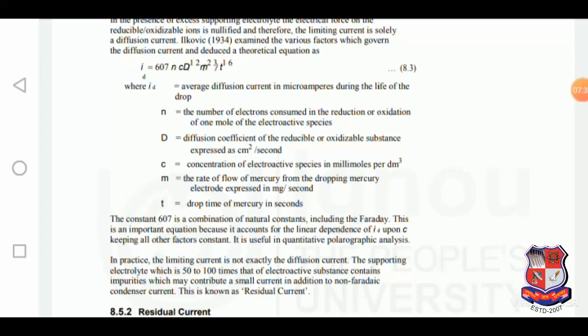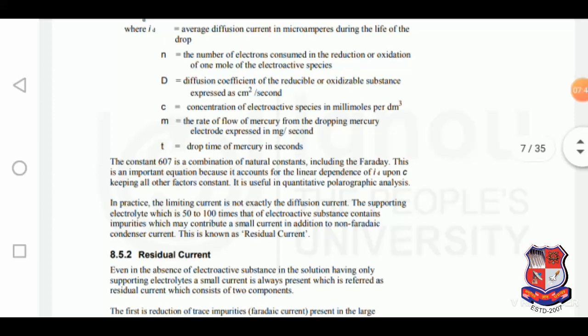This is the Ilkovic equation, which is frequently asked in GTU examinations for explanation purposes. The constant 607 is a combination of natural constants including the Faraday. This is an important equation because it accounts for the linear dependence of Id upon c, the concentration of active species in millimoles per decimeter cube, keeping all other factors constant. It is useful in quantitative polarographic analysis.